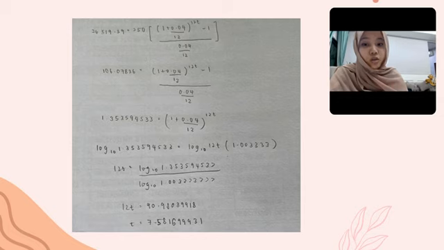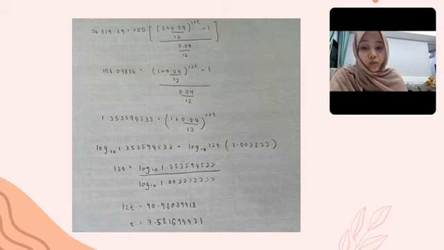106.07836 equals open bracket 1 plus 0.04 over 12, to the power of 12T, minus 1, divided by 0.04 over 12. Then 1.353594533 equals 1 plus 0.04 divided by 12, to the power of 12T. Take log 10 of 1.353594533, which equals log 10 of 12T.